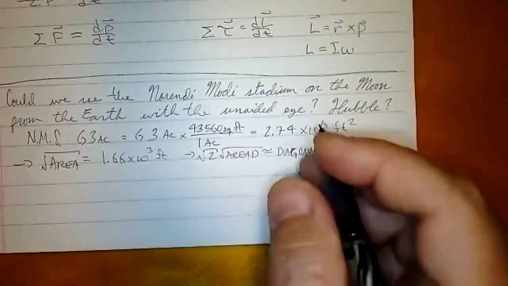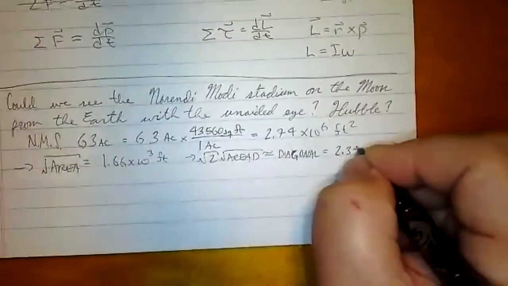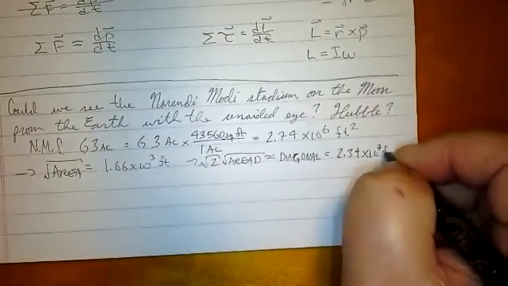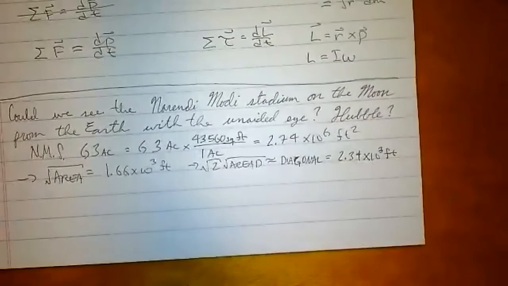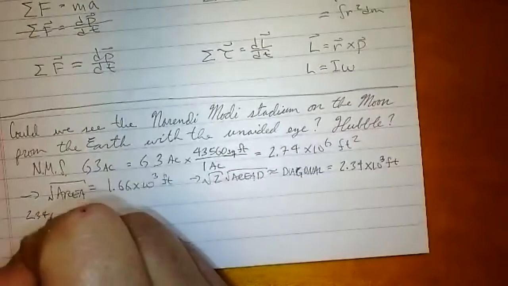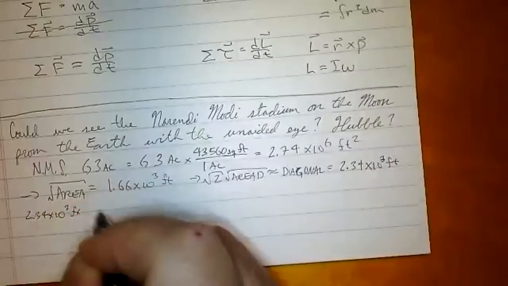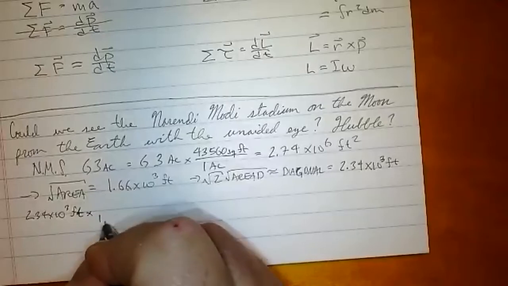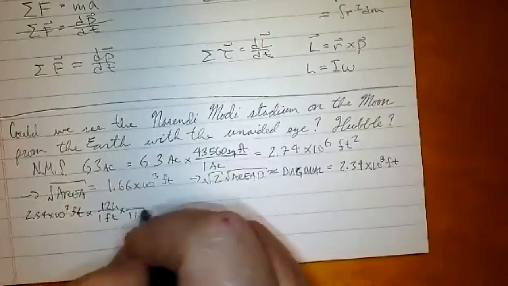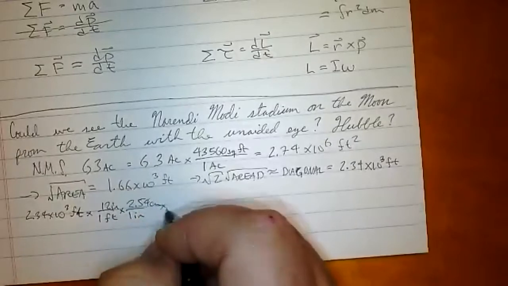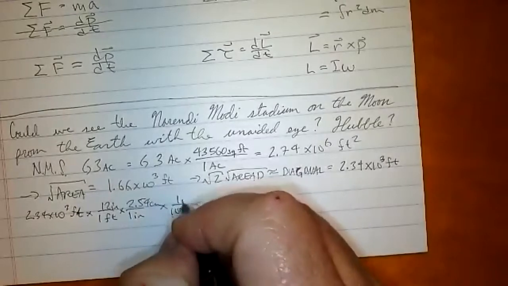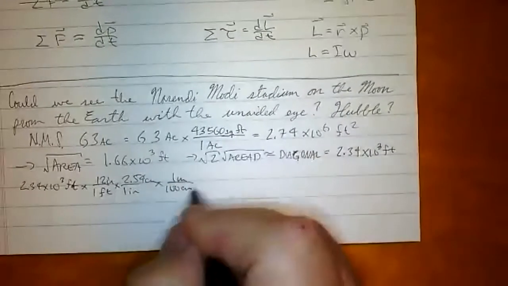So I'm going to say that's 2.34 times 10 to the third feet. Now I want to go ahead and convert that to meters. So I'm going to say 2.34 times 10 to the third feet times 1 foot is equal to 12 inches times 1 inch is equal to 2.54 centimeters times 100 centimeters is equal to 1 meter. So now I'm down to meters, which is really what I wanted.